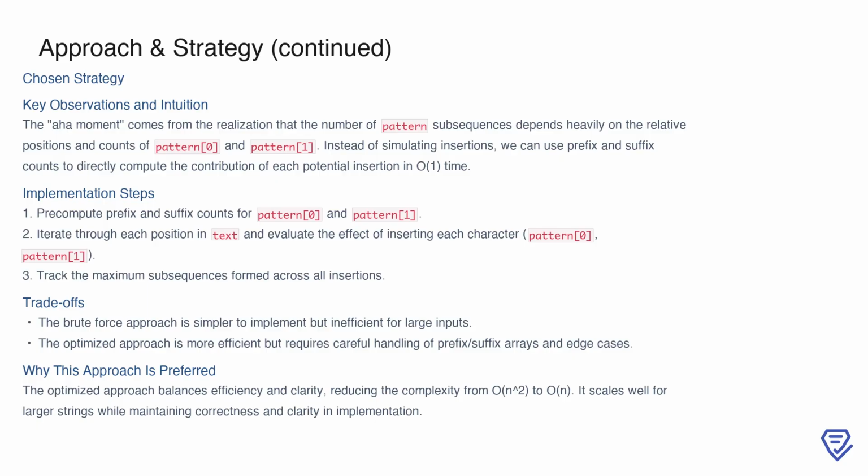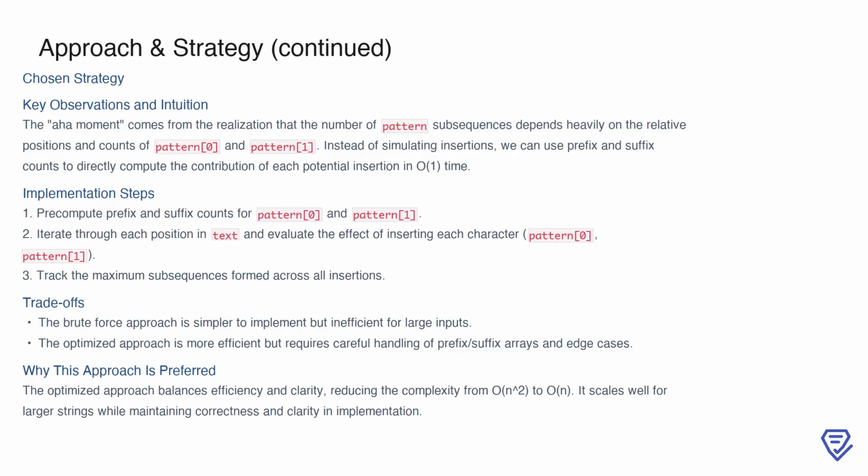To implement this, we first compute the prefix counts for the first character of the pattern and the suffix counts for the second character. Then, we iterate through each position in the string and evaluate the number of new subsequences that would result from inserting either character at that position. Throughout this process, we keep track of the maximum subsequences formed.